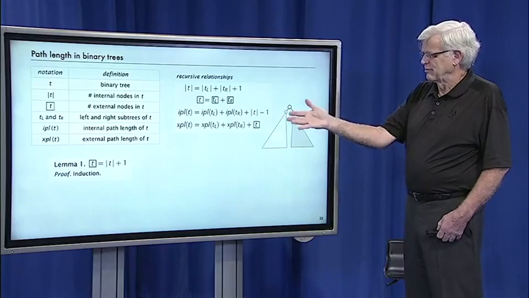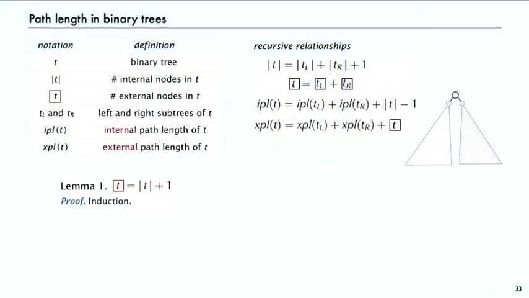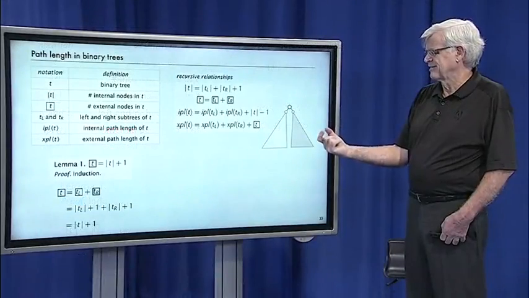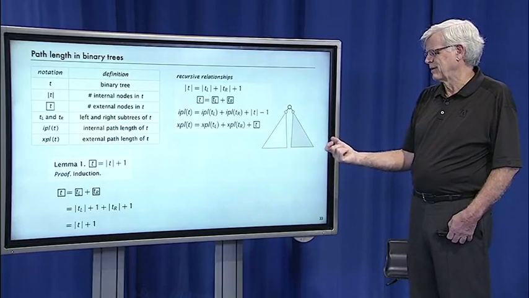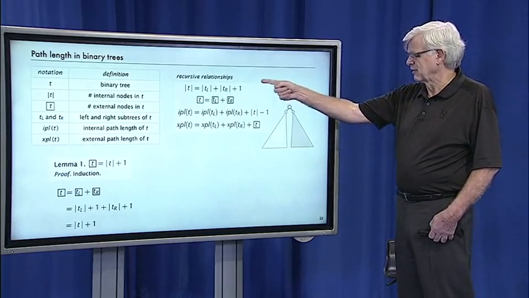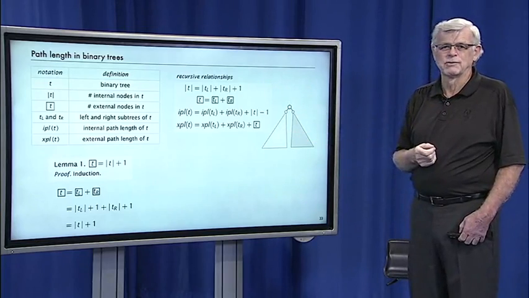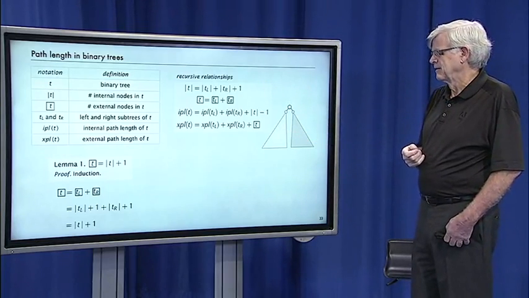And then from those relationships you can prove easy things like the number of external nodes is equal to the number of internal nodes plus 1. And that's just by induction. So just plug in from this formula here, the number of external nodes is the sum of the external nodes in the two parts. By the inductive hypothesis, that's equal to TL plus 1 plus TR plus 1. And then using the recursive relationship for internal nodes, we're left with internal nodes plus 1.